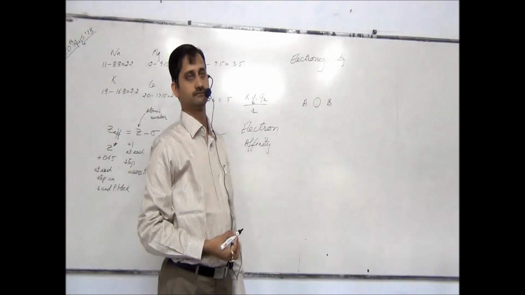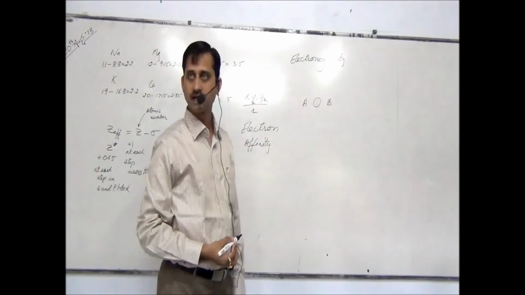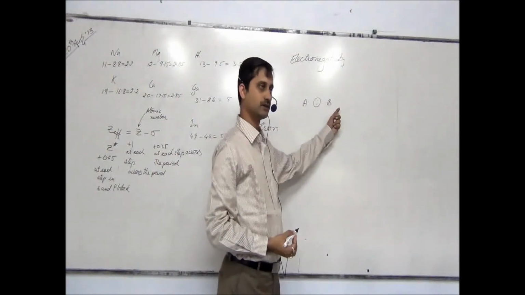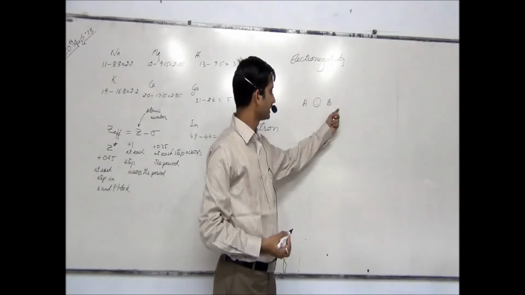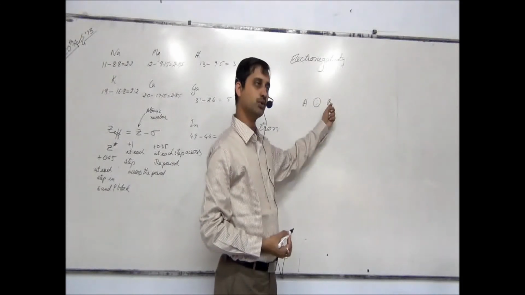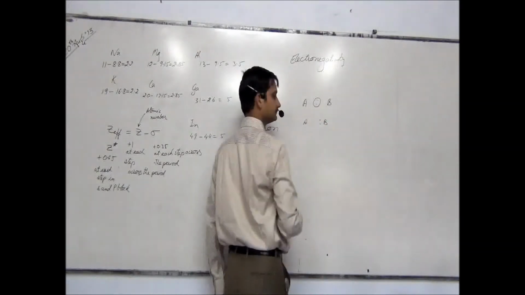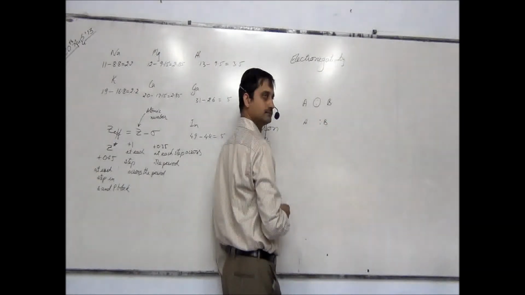electronegativity. Is that clear? This is what we understand by electronegativity. If B is more electronegative than A, then this electron will be shifted more towards B than A. Is that okay?